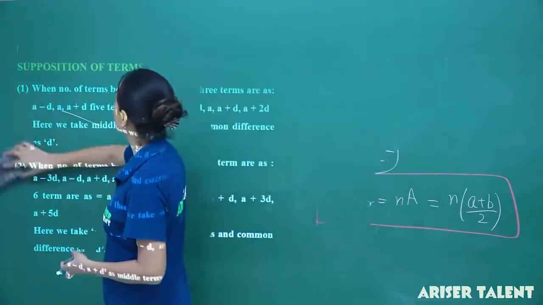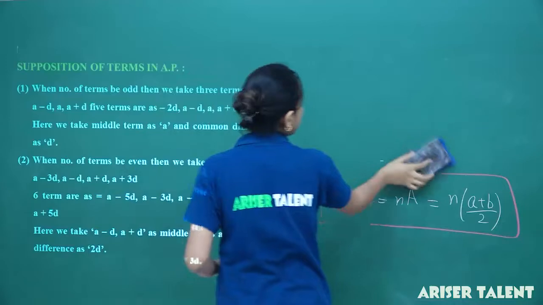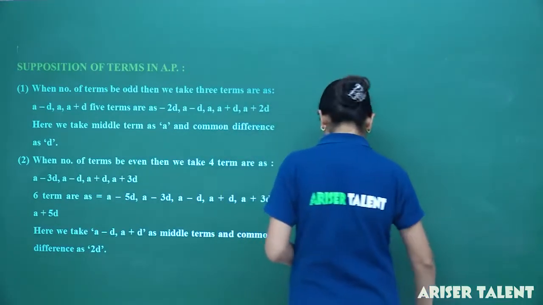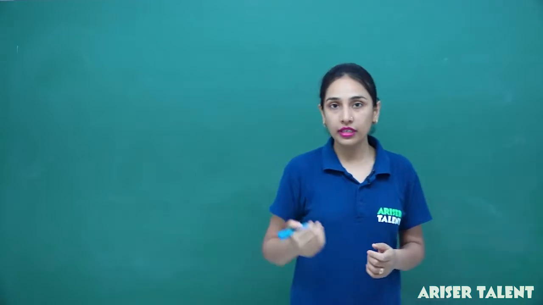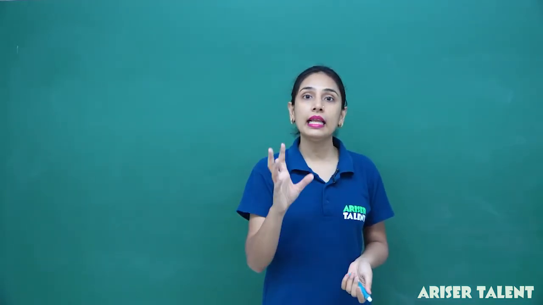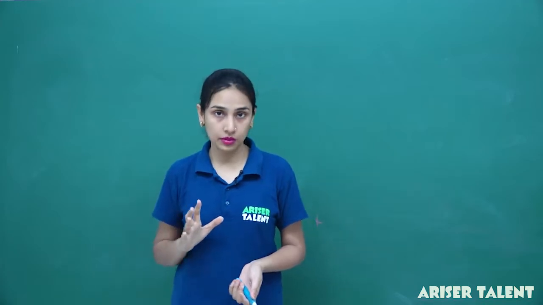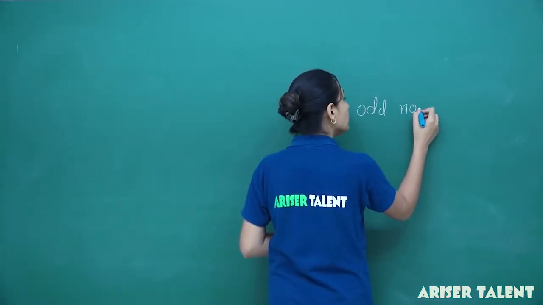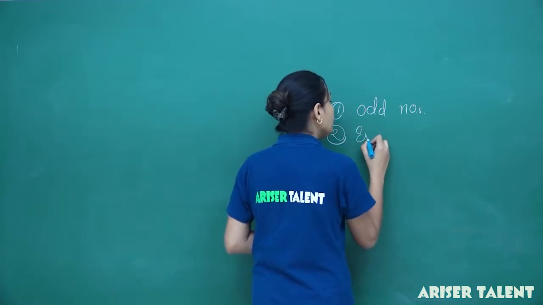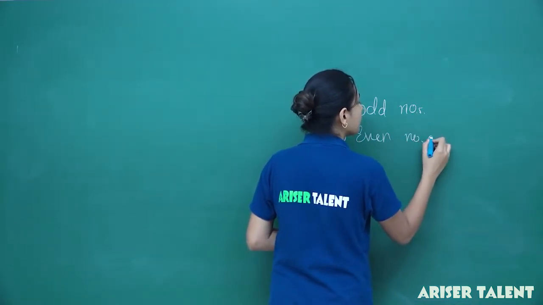The next thing is supposition of terms in AP. Now what is supposition? Like you have been given a question that you are having 3 terms, 2 terms, 5 terms, 6 terms. Now you have to suppose, let this and this be the terms. So you are having 2 cases. First, you are having an odd number of terms to suppose, and second, you are having an even number of terms to suppose.